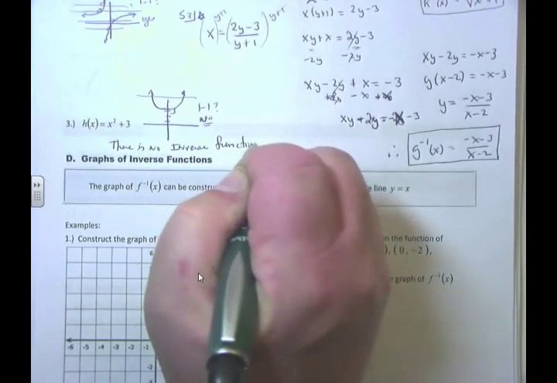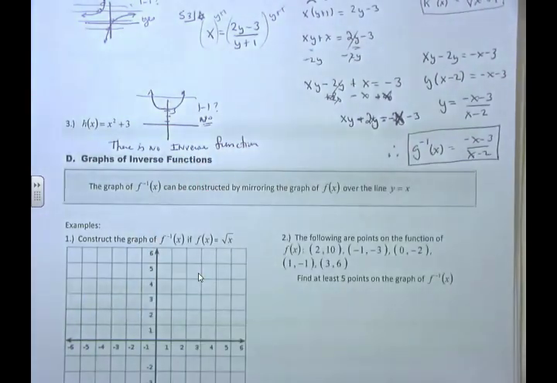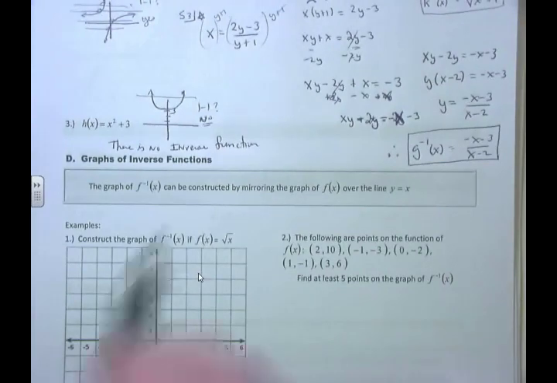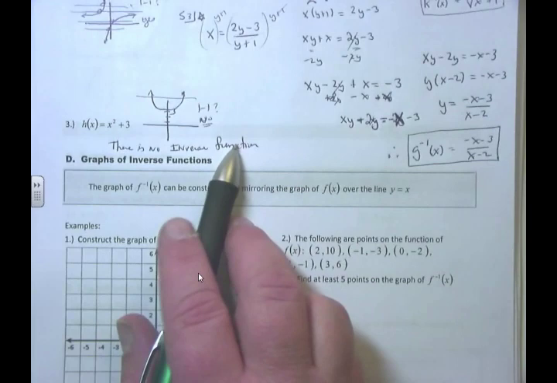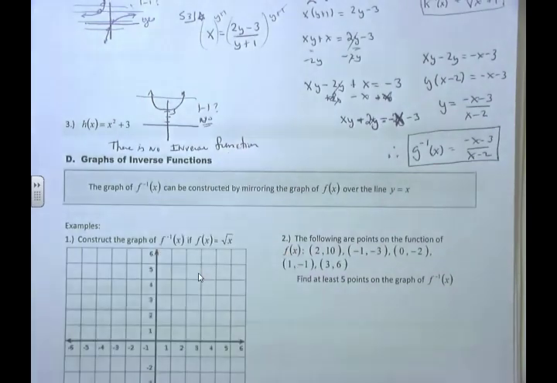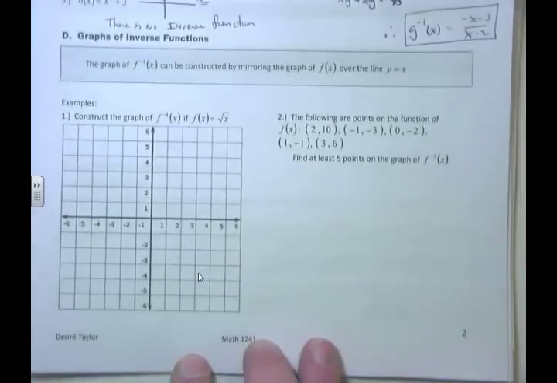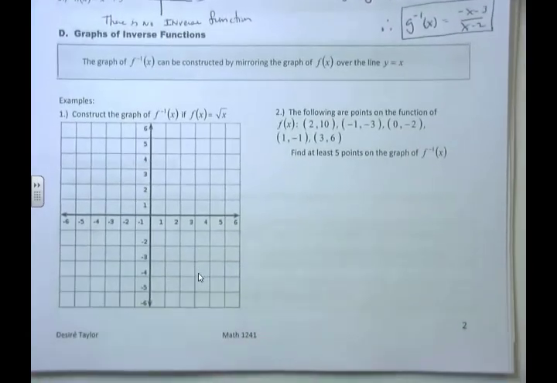Now you can always switch to x and y and knock yourself out. That would give you x equals y squared plus 3. But that guy is not going to be a function. And the reason why is, remember, functions use the vertical line test. So there you go. All right? Again, this is all algebra review. Questions? All right, next one.